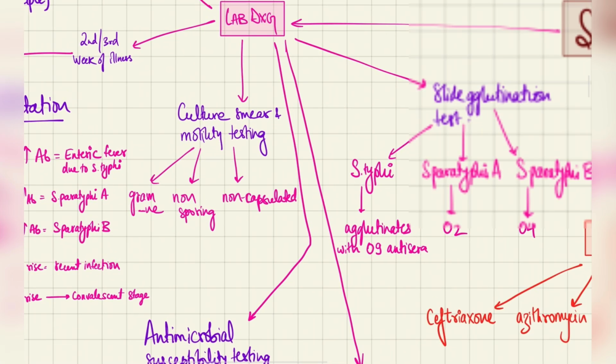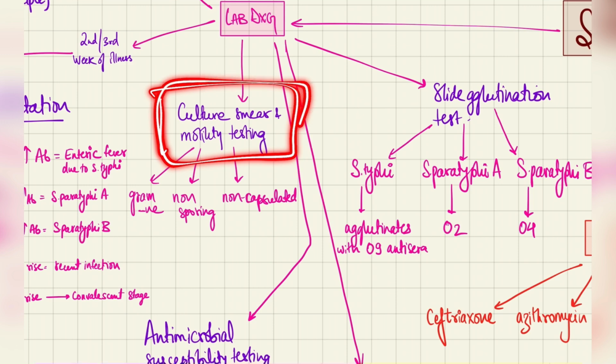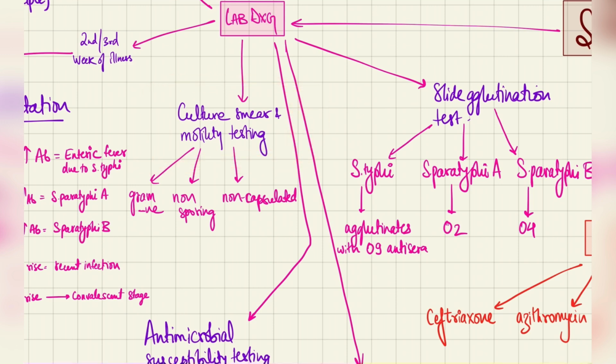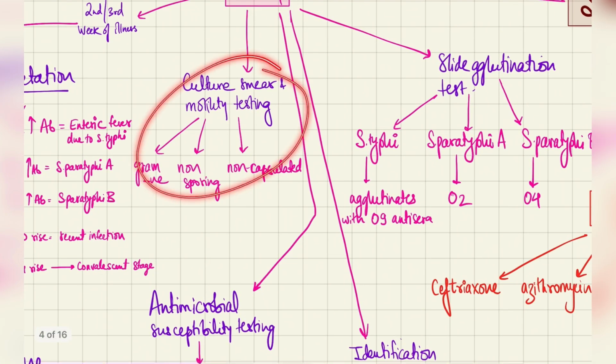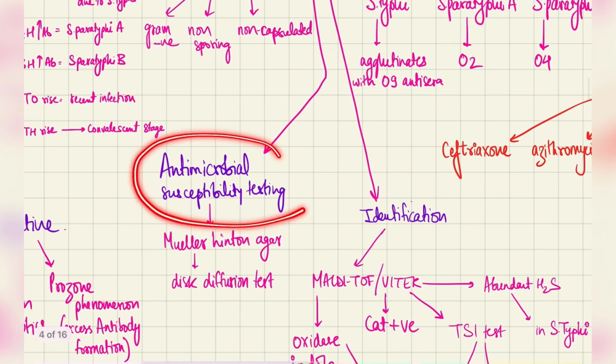Correct? What else do we have? Culture smear and motility testing. Gram negative as discussed, non-sporing, non-capsulated. Okay, this was this. Coming to antimicrobial susceptibility testing.